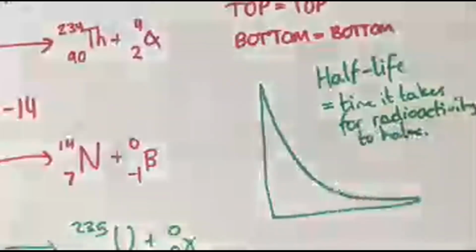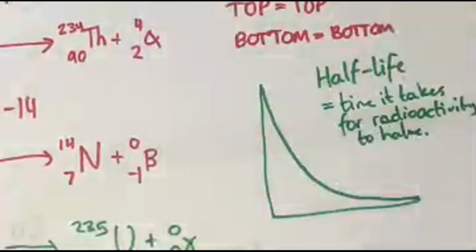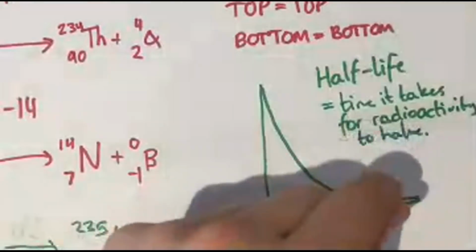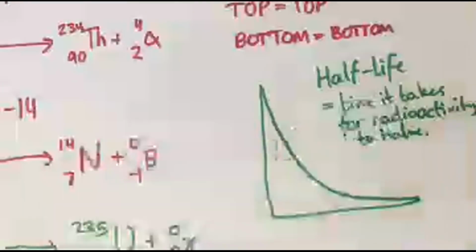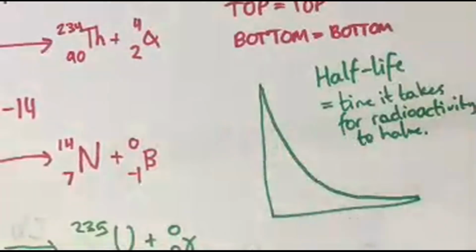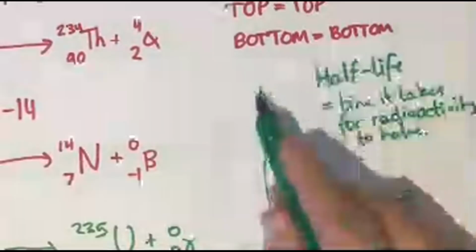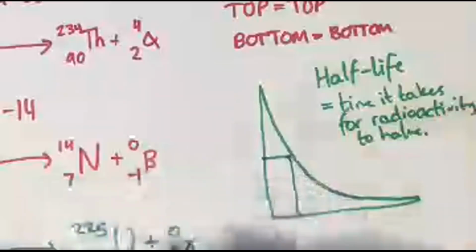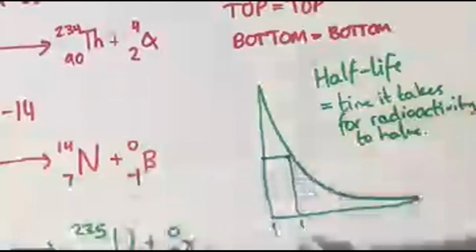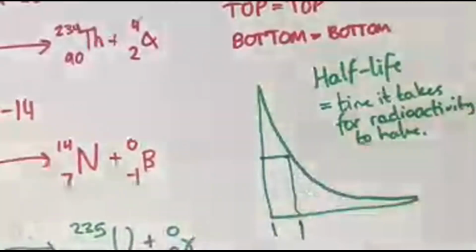Okay, there's technically two definitions. You've got either the activity of the sample, which is what I've kind of done here, or also the number of atoms. If the number of atoms is half, it's the same thing. So if you have a look, the time it takes to halve will be there, and if I have a look at that gap, that's the half-life.